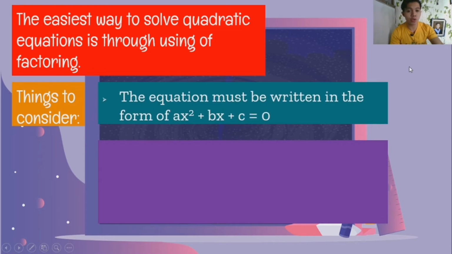The equation must be written in the form of ax squared plus bx plus c is equal to 0. This is what we call the standard form of a quadratic equation. Ganyan yung form niya, ax squared plus bx plus c equals 0. So dapat ganyan yung pagkakasulat.